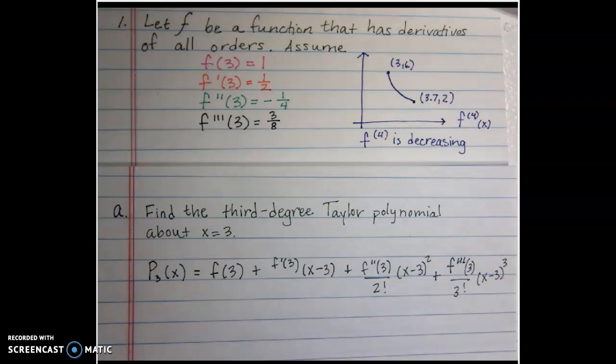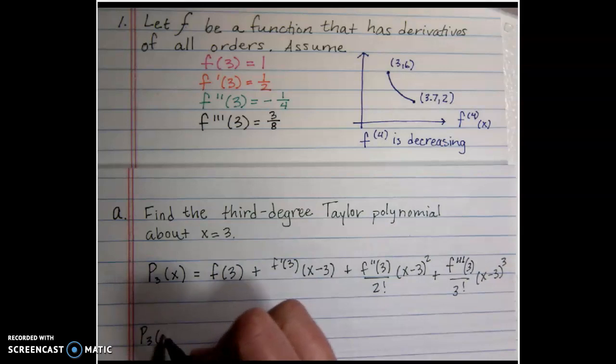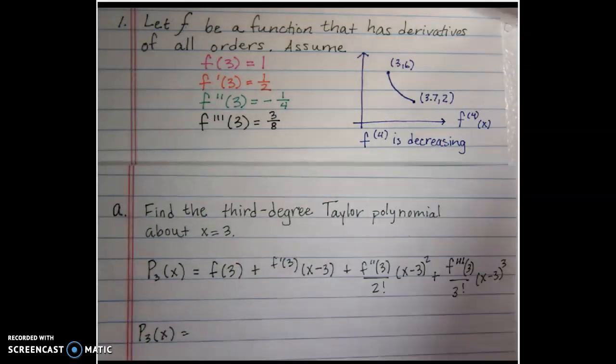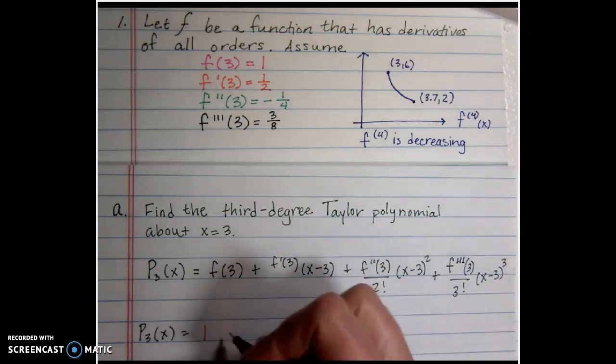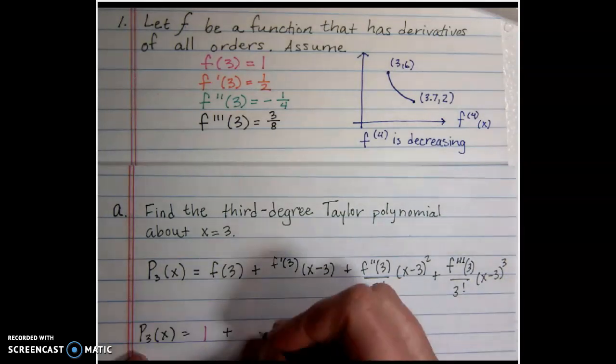Okay. They gave us information about f prime, f double prime. Okay, so we're going to fill that into this formula. We're going to fill in the information they gave us about the value of the function. So the third degree Taylor polynomial is going to be 1, because f of 3 is 1, plus 1/2, because f prime of 3 is a half.